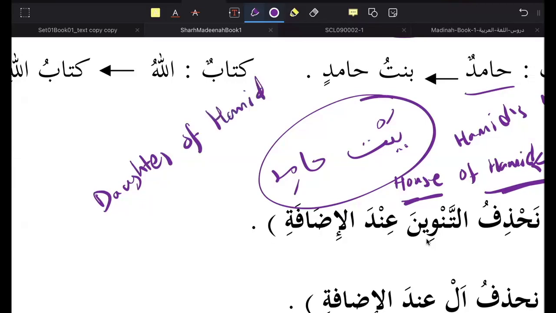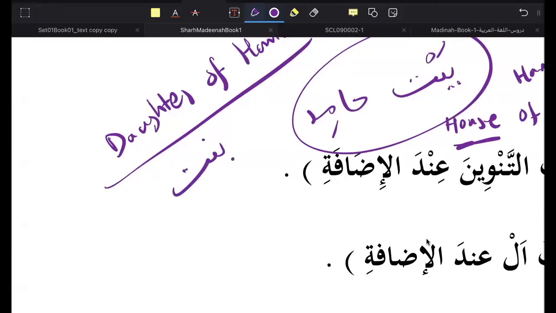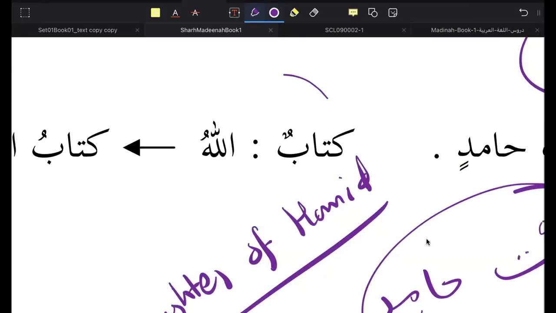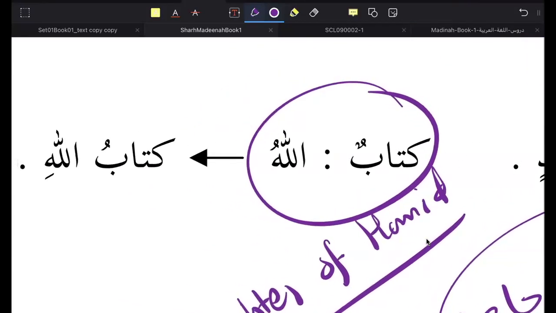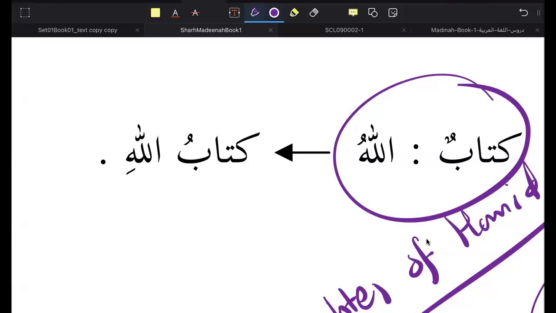Now that once you have this construction, the order is right, then it's just a matter of how do we say daughter. We say bint. And how do you say Hamed? Hamed is a name, so we say Hamed. In terms of your construction, it is fine. And what do we call the first word? The first word we call mudaf, and the second word we call mudaf ilayhi. These two terms, slowly, inshallah, you have to get used to them. And of course, this construction we hear so often: kitabun, and we have Allah. So we say kitab Allah.